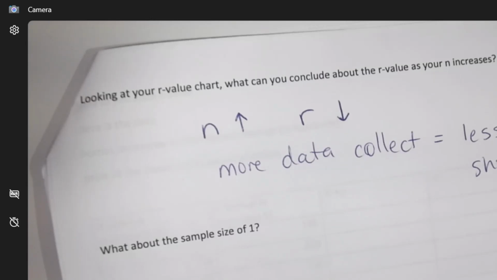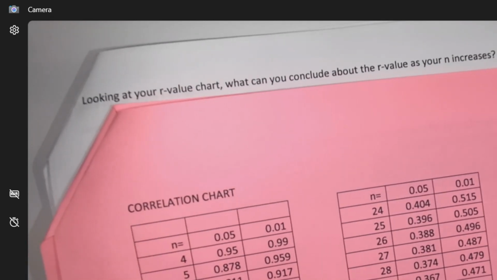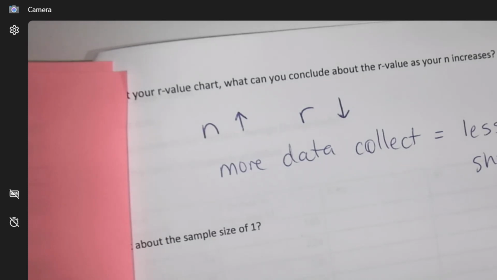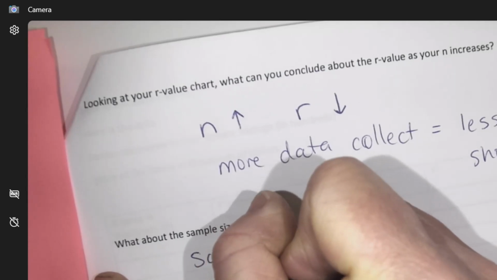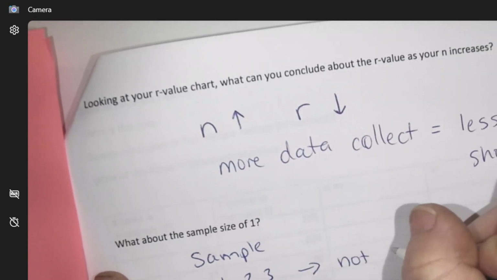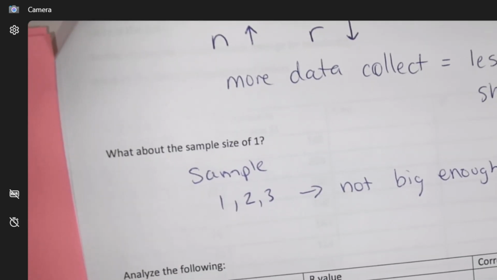And then it says, what about a sample size of 1? Well, there's no sample size of 1, there's no sample size for 2 or 3. So can we just statistically say that those sample sizes just aren't enough to analyze anything, right? Like if I only wanted to see the prediction with hours on your phone and your grades, and I only asked one person, that's not really going to tell me a lot, right? So those samples aren't even big enough to analyze anything statistically.